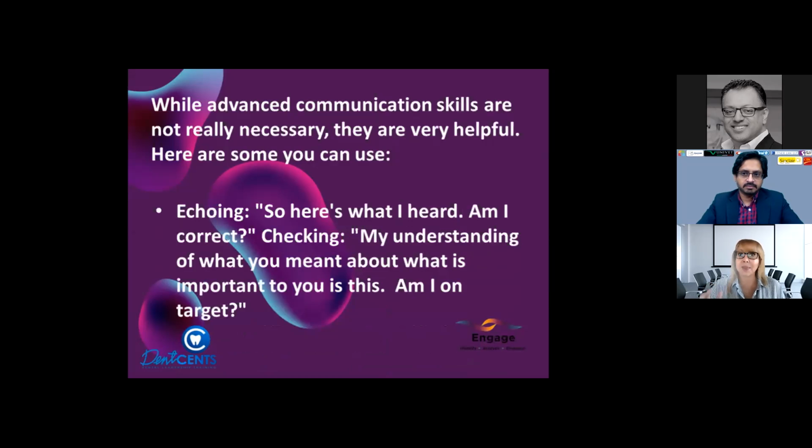Echoing. And this is a great way. I love this example. So here's what I heard. So let's say that I have a patient in the chair. So Mrs. Smith, what I heard was that what matters most to you is to have a beautiful smile, not so much a functioning one. Even though we know a functioning bite is important, what matters most to this particular patient is the appearance.